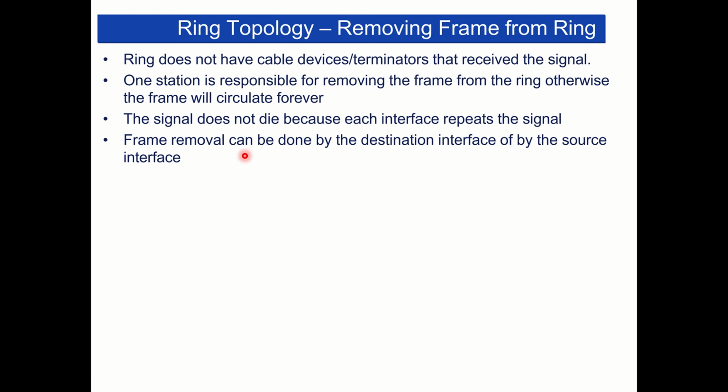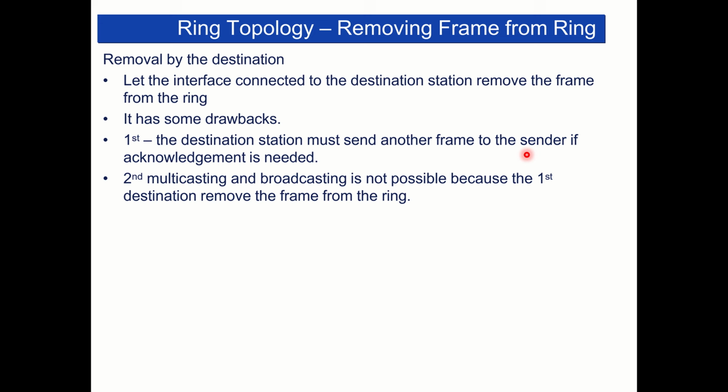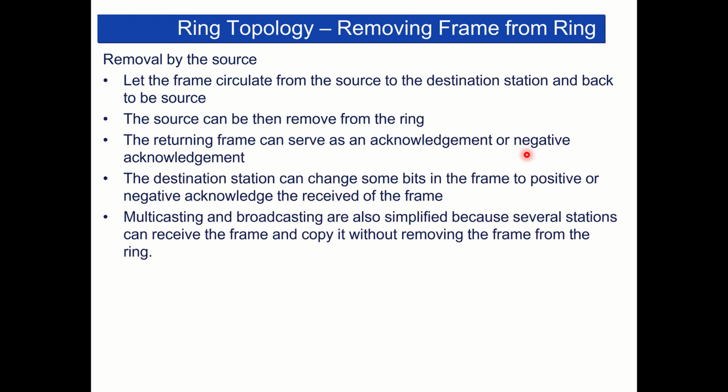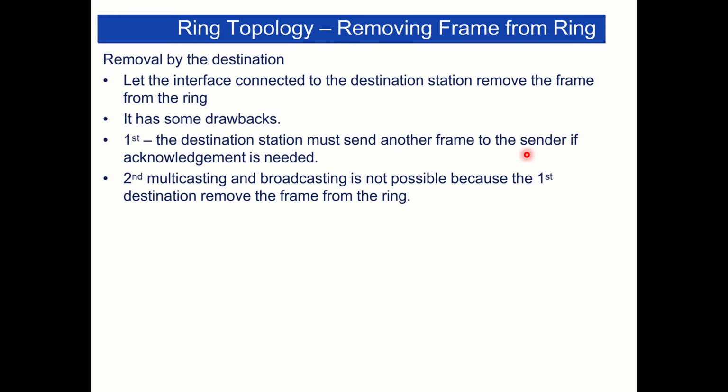So frame removal can be done by the destination interface or by the source interface. There are a few ways of removing a frame from the ring. First, removal by the destination. Let the interface connected to the destination station remove the frame from the ring, but it has some drawbacks.